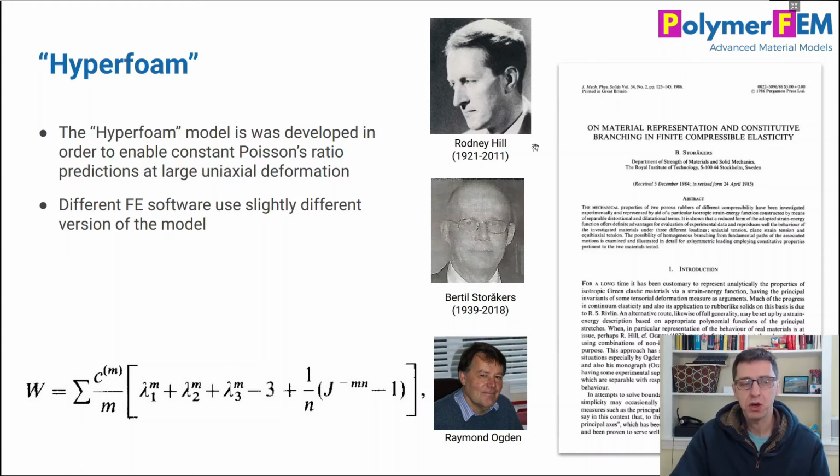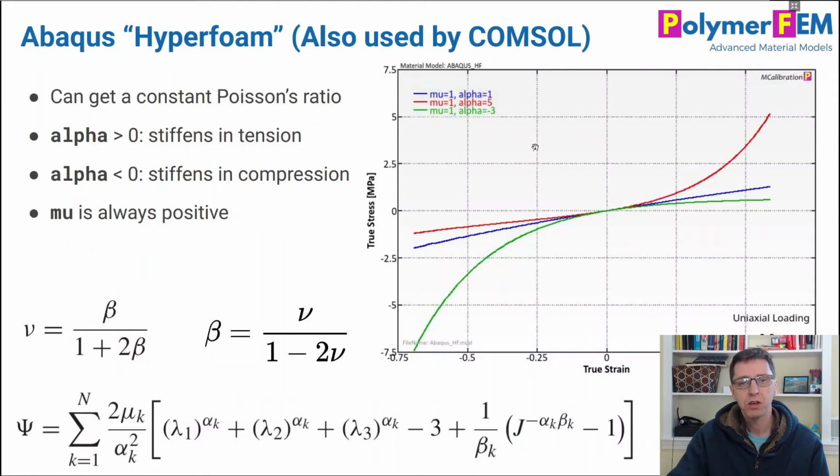The key feature of the Hyperfoam model, which is what I would call it here though, is that it can allow you to have a constant Poisson's ratio in your simulations. And that's really the main beauty of this type of approach. So in Abaqus, the Hyperfoam model has the equation shown in the bottom here. And this is exactly the same equation that's used by COMSOL Multiphysics. And by having these power exponents written this way, you get this constant Poisson's ratio. So the Poisson's ratio is related to the beta parameter through these two equations here.